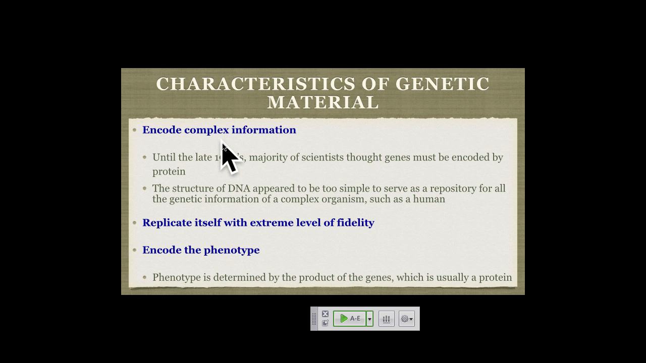It has to encode some very complex information. Whatever the molecule is that's carrying the genetic information has got to be able to carry enough complex information to give all the information to put together a human being. It's also going to have to replicate itself with an extremely high level of fidelity. That is, it's got to be able to replicate itself and only make very few, very rare mistakes. And it somehow has to encode the phenotype. There has to be a relationship between what information I see in this genetic material and the phenotype of the individual.